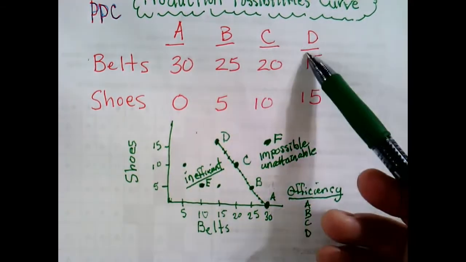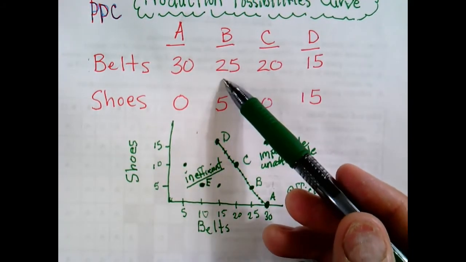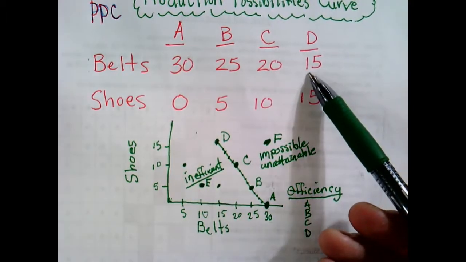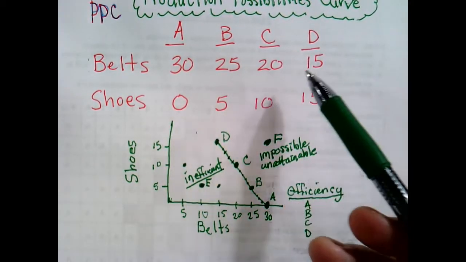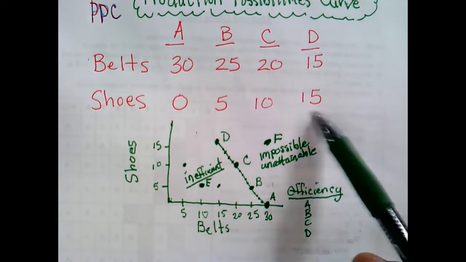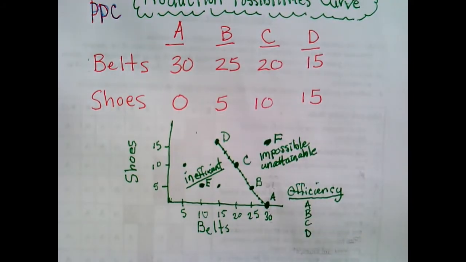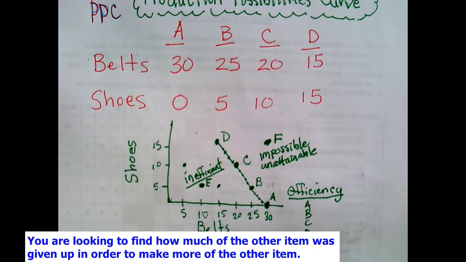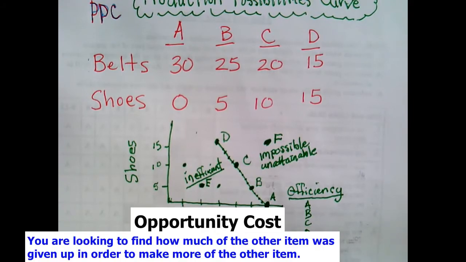If they're going from B to D, they were producing 25 belts. Now they're producing 15 belts. So they had to give up 10 belts in order to make more shoes, right? So you're looking for, what did the company have to give up to make more of the other item? So the opportunity cost is always going to be what they had to give up. So you have to figure out that number, right?